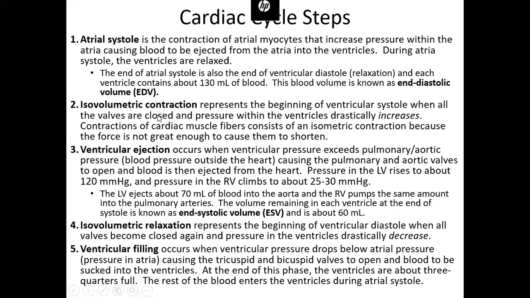Next step is a very short phase, what we call the isovolumetric contraction phase. The beginning of ventricular systole, so the ventricles are starting to contract. The key here is that all valves are closed, and what we see within the ventricles is pressure is going to drastically increase. The contractions taking place with these cardiac muscle fibers in the ventricles would be what we call an isometric contraction. And we know what isometric contractions are from previous lectures, like doing a wall sit with your skeletal muscles. Isometric contractions can take place with the heart.